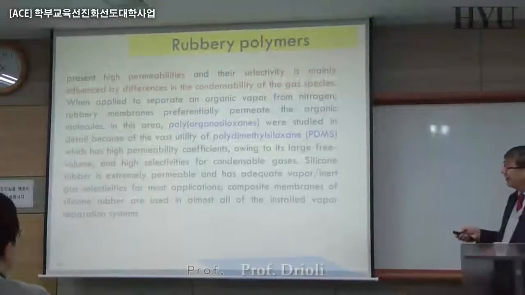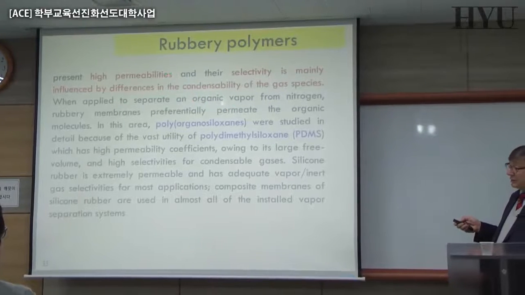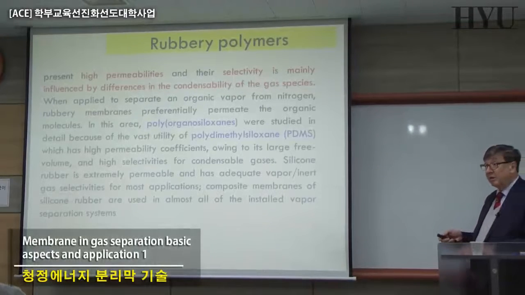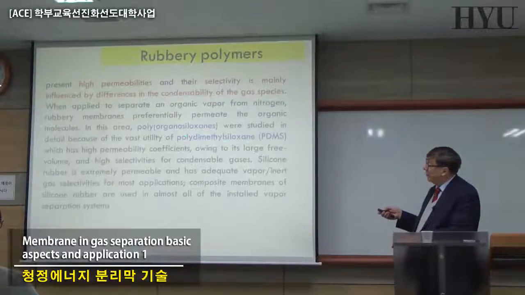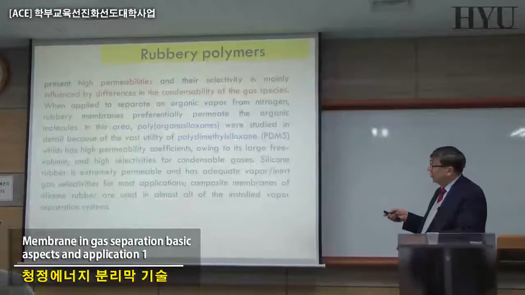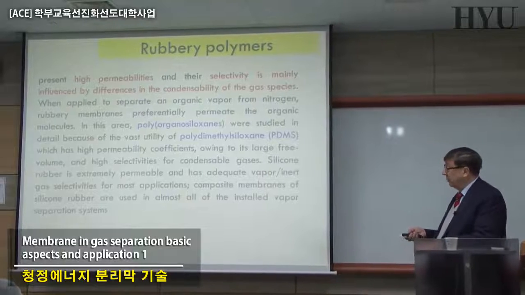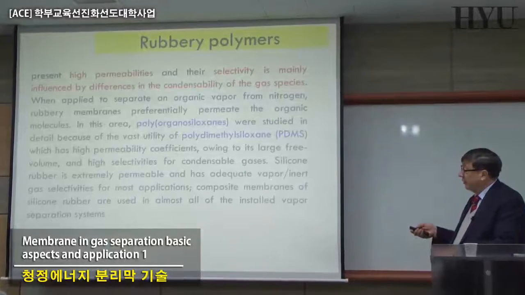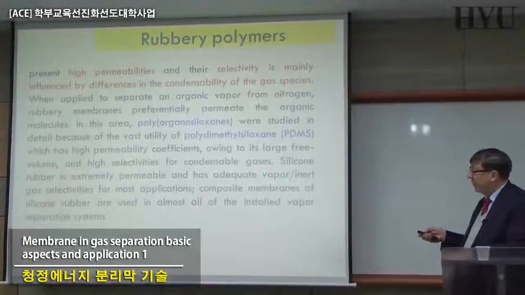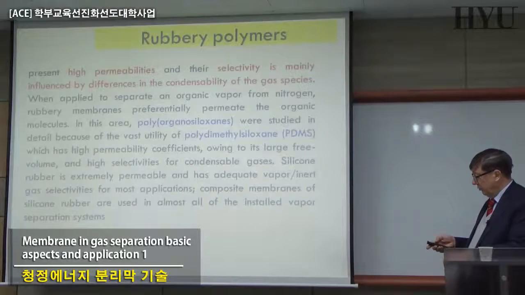That is basically the selectivity in the rubbery polymers is related to the difference in the condensability of the different penetrants, as we saw already. And as I was mentioning, PDMS is one of the most interesting, particularly for the high permeability it has for these VOCs. And that we see in this separation of vapors from inert gases, nitrogen, etc. That is one of the areas of particular interest.